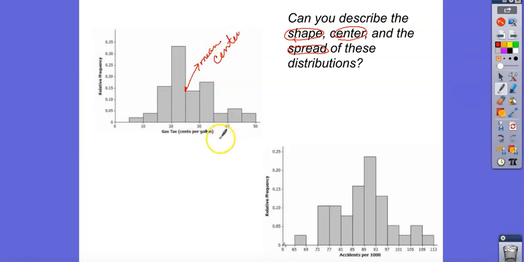Okay. So if that's there, I'm going to say the tail to the right. It's a little bit skewed to the right because the tail over here is a little bit longer. It's not a nice mound. It's a little bit skewed this way, not a lot, but I would say it's a little skewed to the right. Okay. And I'd say the center is about at 25.